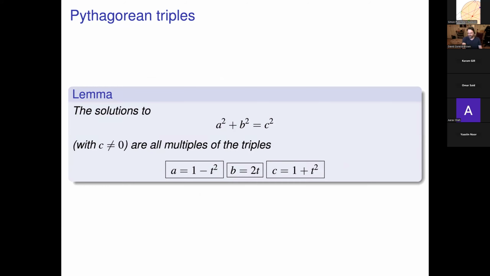And so you can capture this in the following way. I switched to a, b, c, kind of clearing the denominators from the previous slide. The solutions to this equation are all multiples of this particular a, b, and c. Another way to put it is there's some geometry to this equation. It's not just a circle, but you can use the fact that it's a circle to find all the rational solutions.